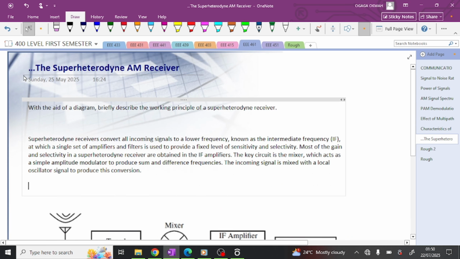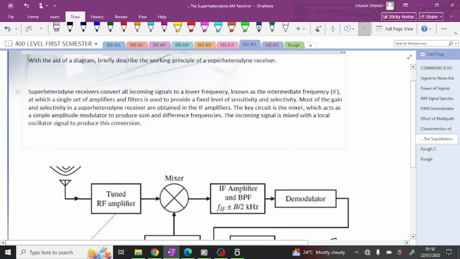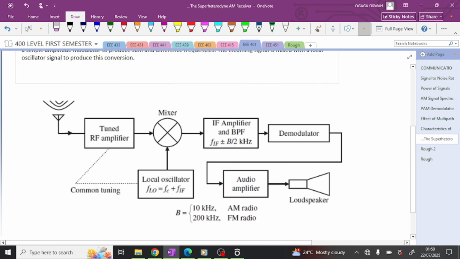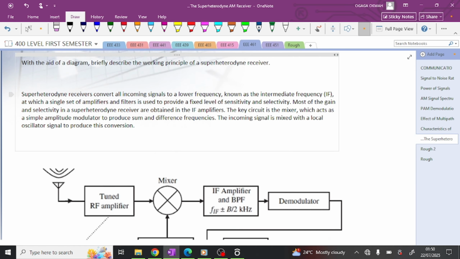Okay, so the next one is the superheterodyne AM receiver. Now, this is the past question here: with the aid of a diagram, briefly describe the working principle of a superheterodyne receiver. Now, for this receiver, we have the diagram here.